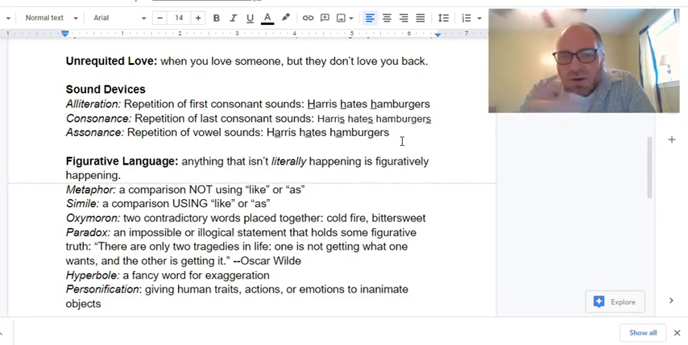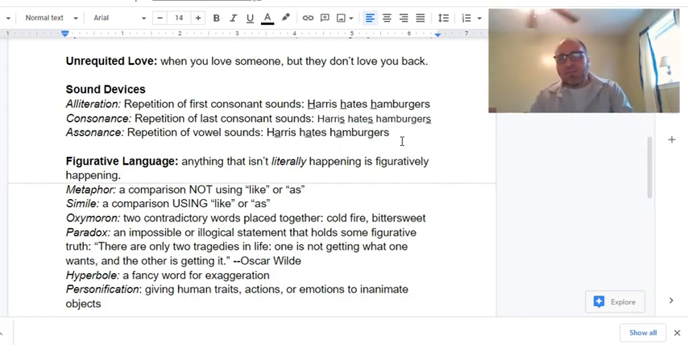I've given you a good example here. Harris hates hamburgers, right? Can you hear it? The trick here is that it can't be vowel sounds. It has to be beginning consonant sounds, because whenever you get into vowel sounds, you're dealing with something called assonance, and we'll talk about that in a second.